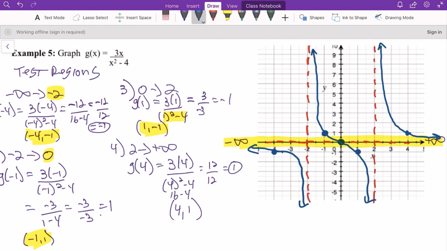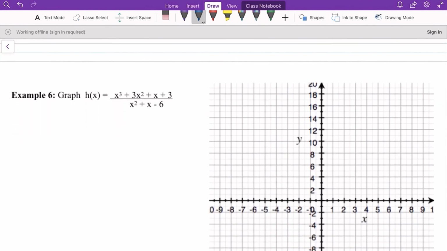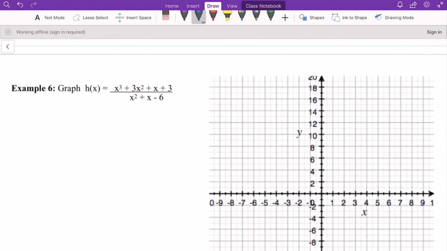And what we're going to do is continue this series and complete this with the next example. And in the next one, we're actually going to do a graph that has a slant asymptote.